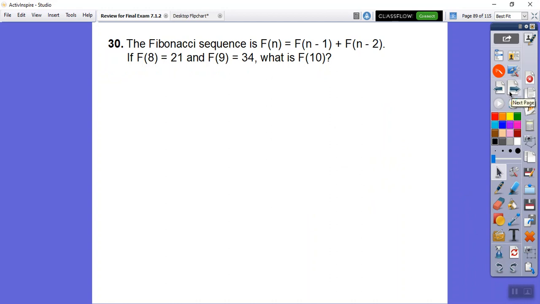Okay, so the Fibonacci sequence is, and this is just confusing right here, you guys. All this says is f of n, this is my nth term, equals the term before that. That's what f of n minus 1 means, plus f of n minus 2. That means two terms before the f of n term. Okay, so here they give me f of 8 is 21 and f of 9 is 34. So what's f of 10? So f of 10 would be f of 9 plus f of 8, or 34 plus 21, and those add up to 55. Okay, remember that Fibonacci sequence? I think we discussed that a little bit.